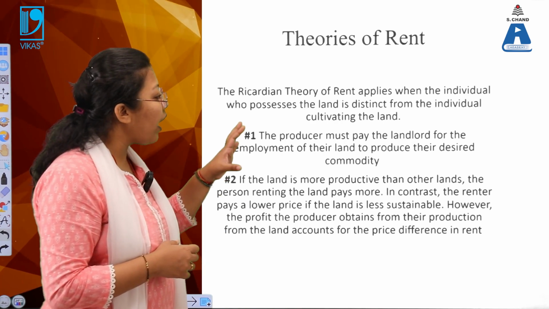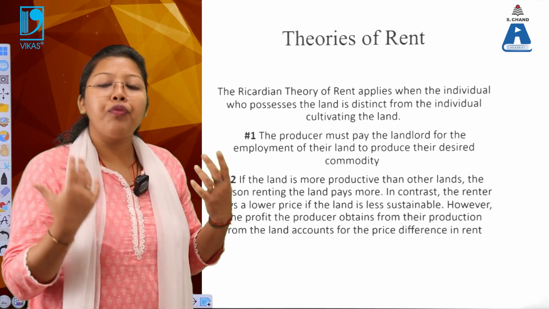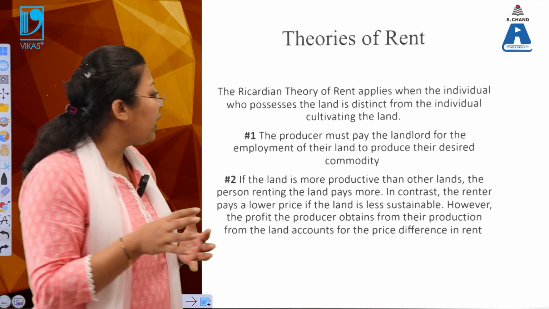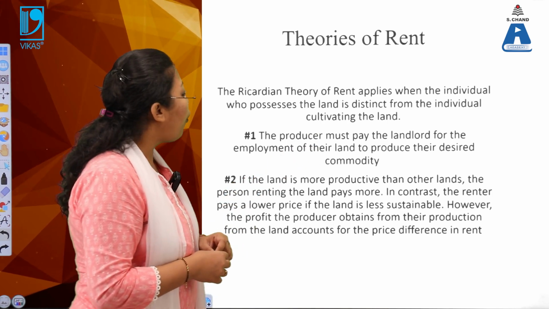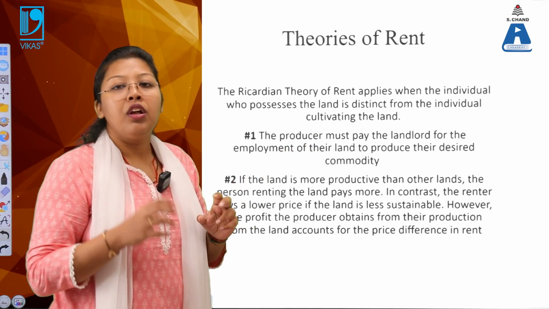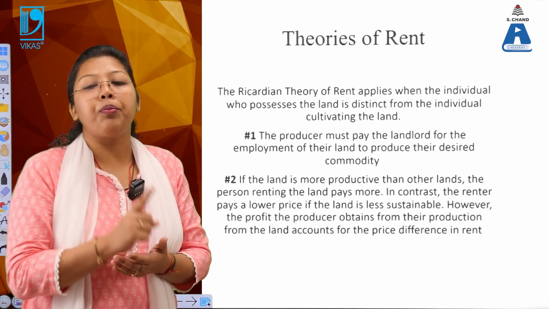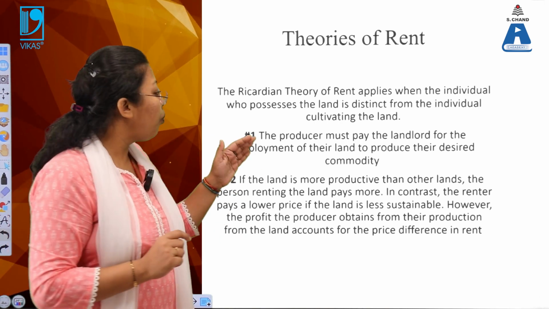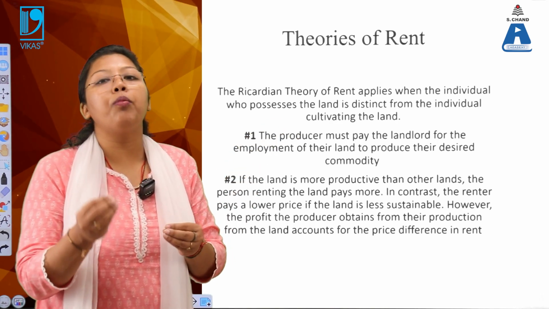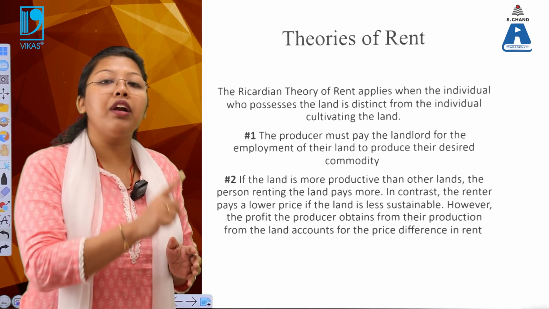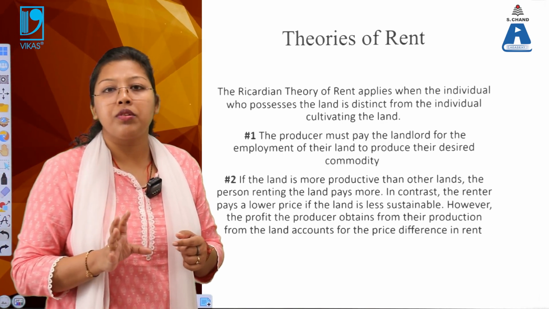Ricardian theory is actually applied on the rent from individuals or from group of individuals, and they are based on the principle that producer must pay the landlord for the employment of their land. So what is that? Rent is actually paid for one of the factors of production, that is land. So what it is saying is that the producer has to pay the landlord no matter what, and that is why we had also learned in the earlier sections that rent is a fixed cost.